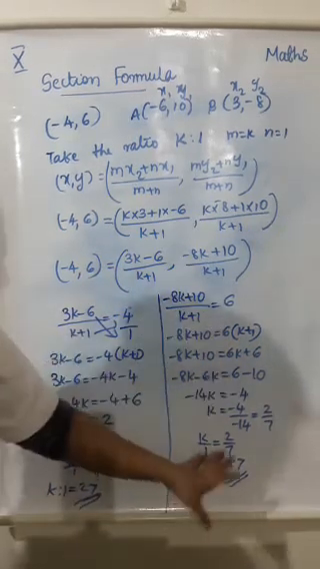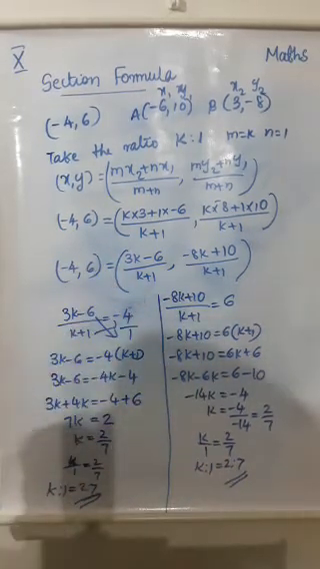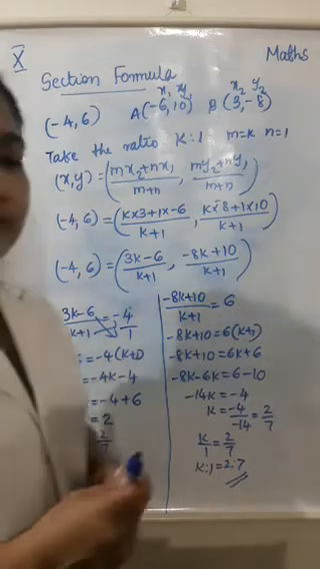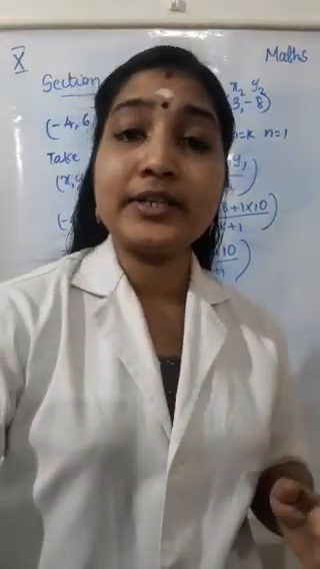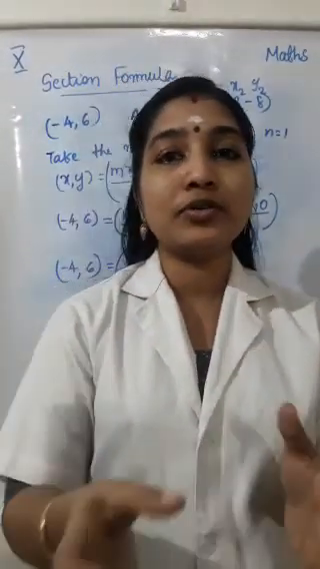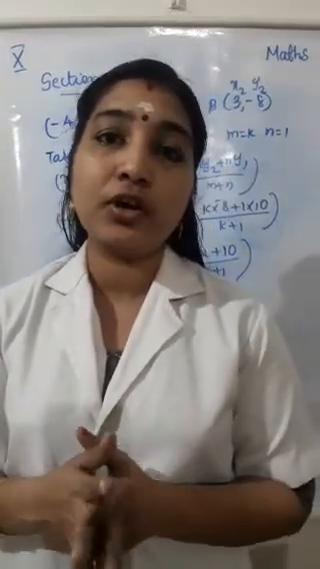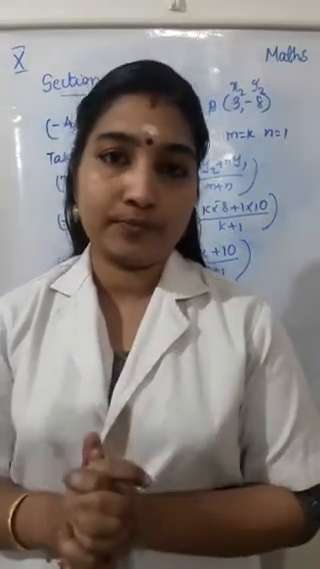No need to write this, write only this. So while finding the ratio, it is more convenient to take the ratio as k is to 1.